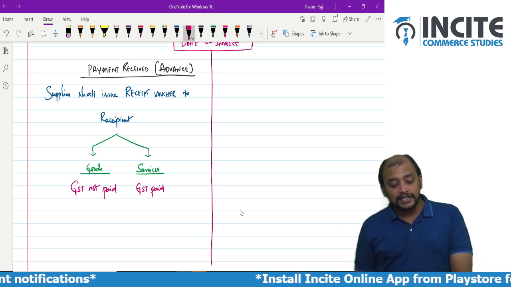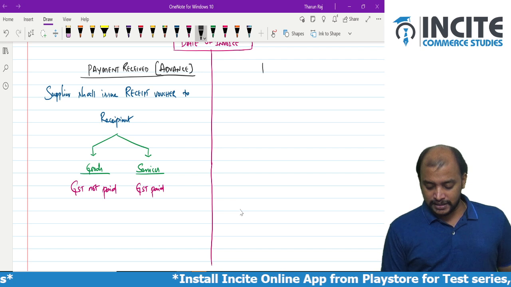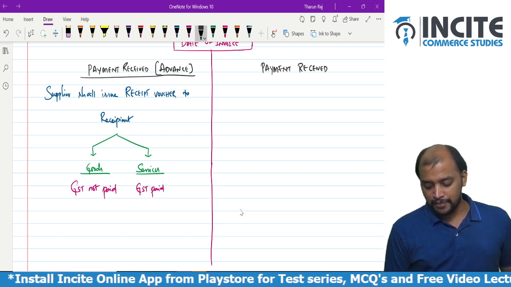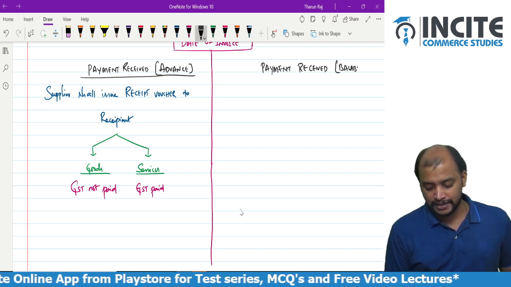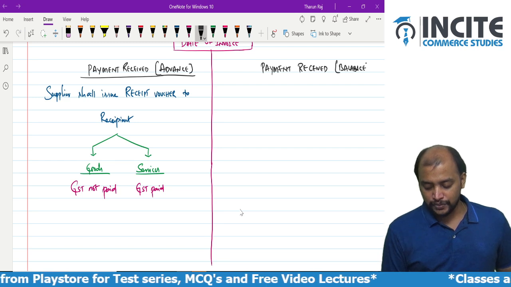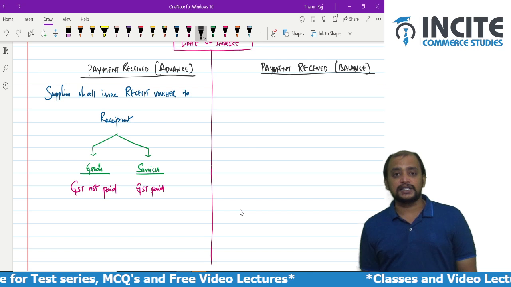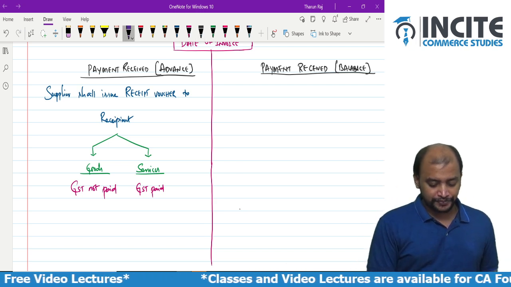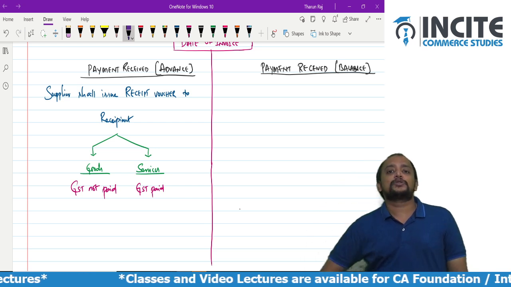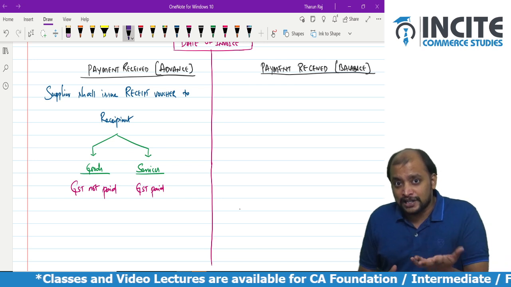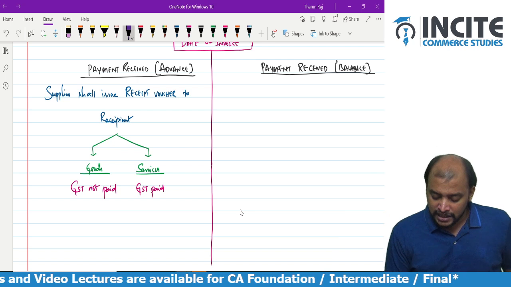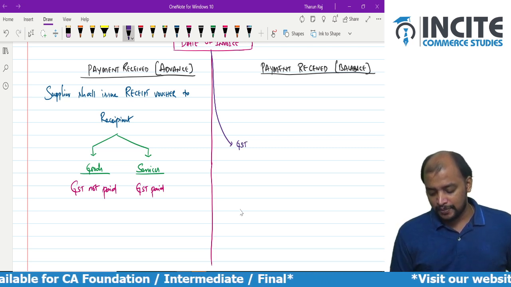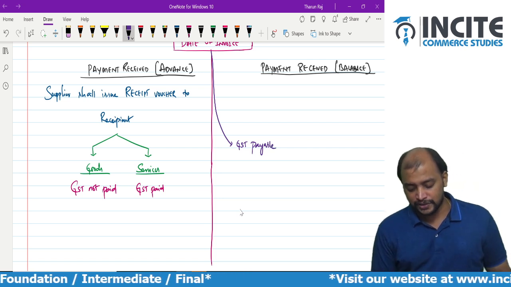If the payment is received after the date of invoice, that is the balance. With respect to that balance, what will happen? If the payment is received after the date of invoice, as on the date of invoice a document needs to be given. Already the document is issued, what is that? Invoice. So payment is to be made. Time of supply is date of invoice. GST is already paid. GST payable, because this will become the time of supply.